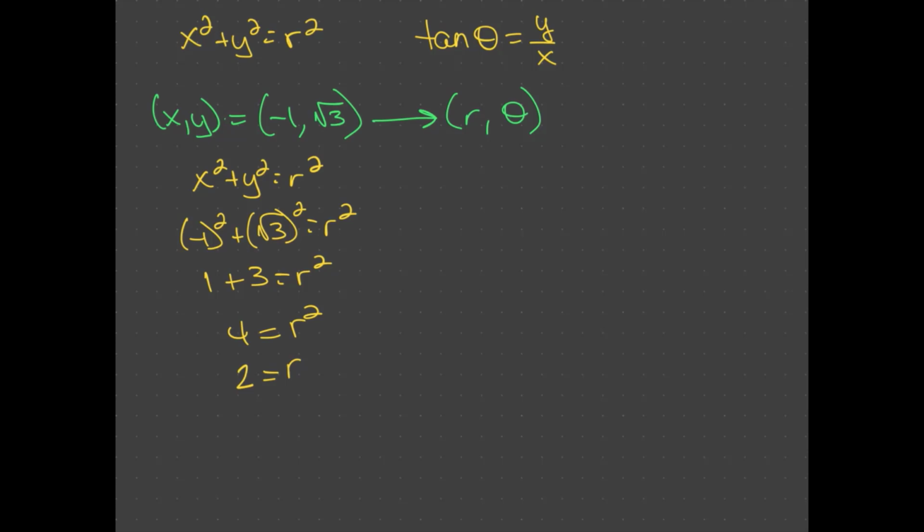So we have now ended up finding what our r is, and our r is 2. So now we just need to find our theta. So we're going to use the tangent of theta equals y over x. So the tangent of theta equals our y, square root of 3 over negative 1, right? So I'm going to leave it written this way.